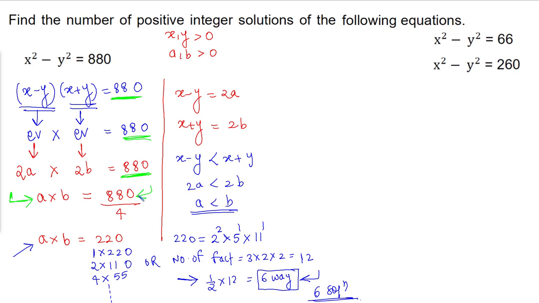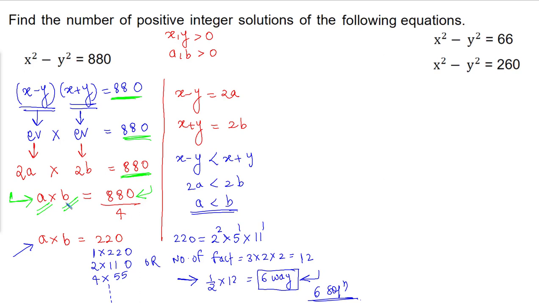Okay, so this 880 is luckily divisible by 4, so that we can proceed. If instead of 880, there is some other number which is not divisible by 4, then the answer is going to be how much? The answer is going to be 0 solutions, because a and b are positive integers. The product of positive integers is going to be a positive integer only. It cannot be a fraction, it cannot be a decimal number. What I'm saying is the product of integers is always an integer.